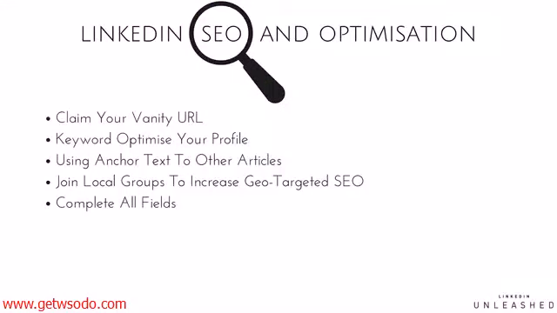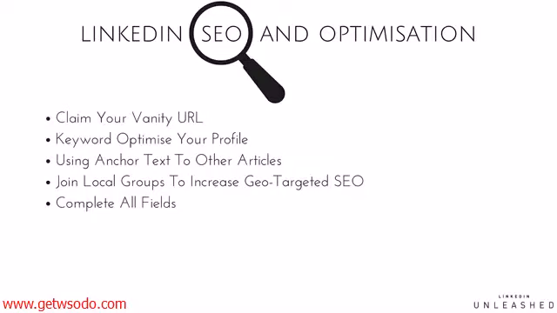But that's basically what I mean by that, and that helps bump up your SEO and shows that you have loads of articles that are super relevant and linked to other content that you've previously published. So that's anchor text. The fourth point is joining local groups to increase geo-targeted SEO. You can kind of tell from what it says, it's SEO within your local area. So by joining local groups related to your current location, that helps improve your geo-targeted SEO.